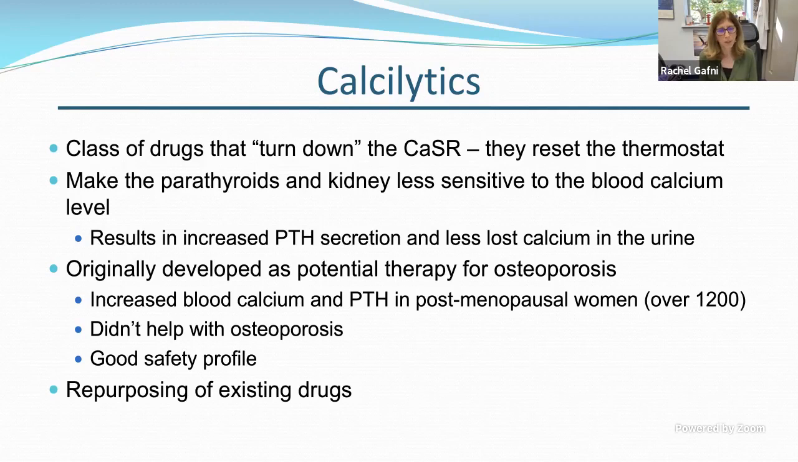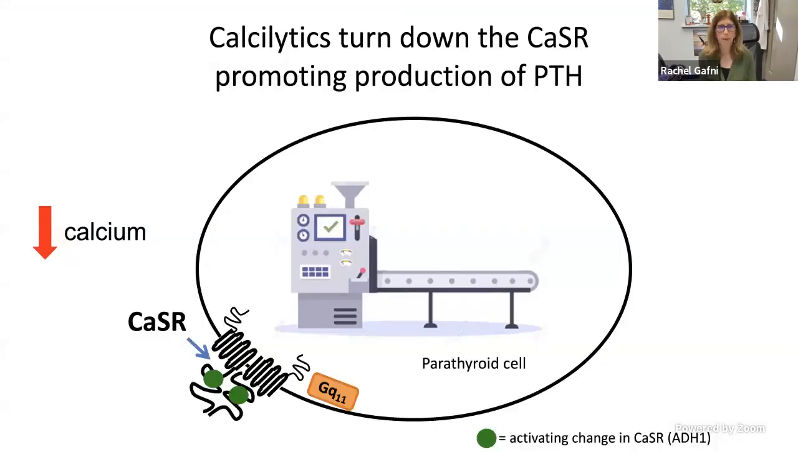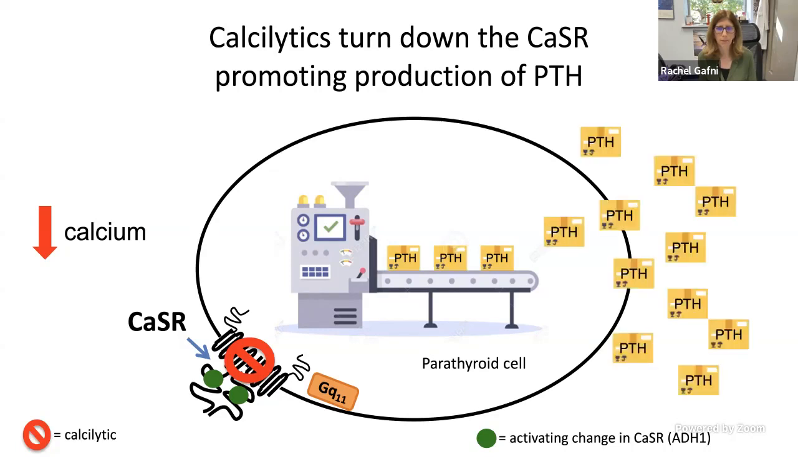So our studies are a repurposing of these existing drugs. So again, calcilytics turn down the calcium sensing receptor, and they promote the production of PTH. So when you have this calcilytic to reset the thermostat, PTH is now produced by these normal parathyroid glands that have just been getting the wrong signal.